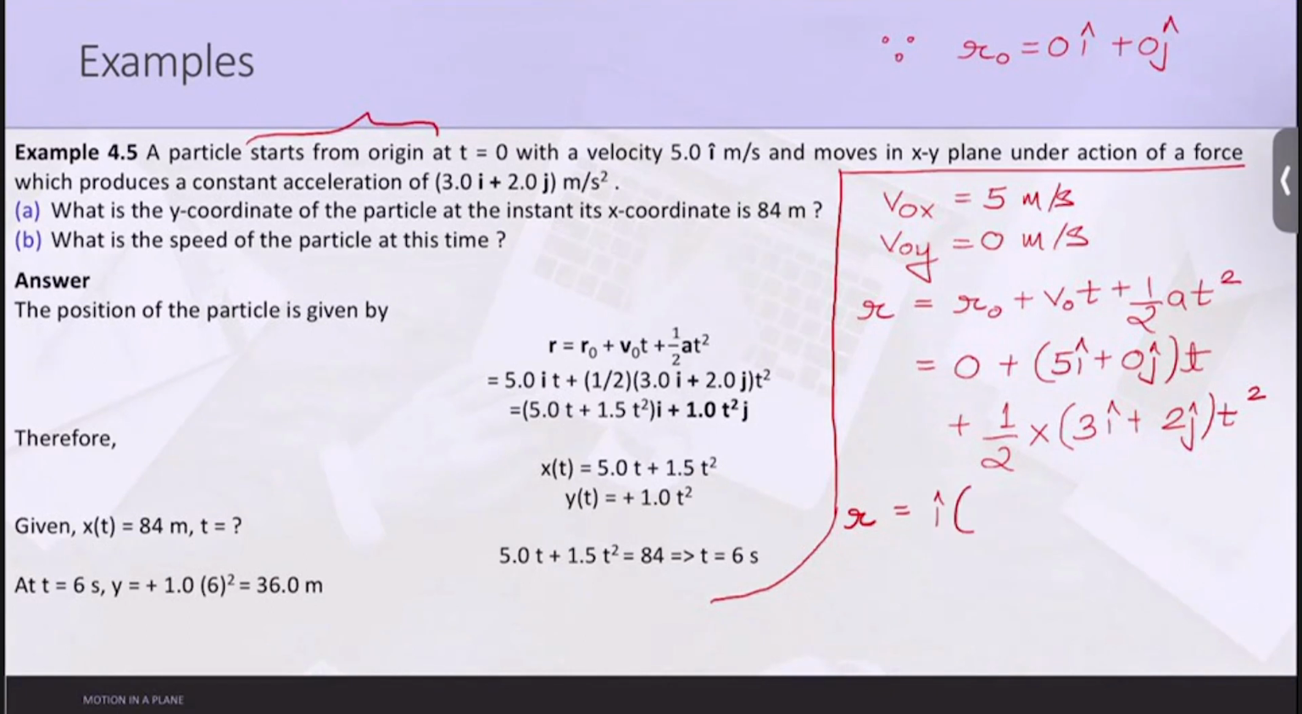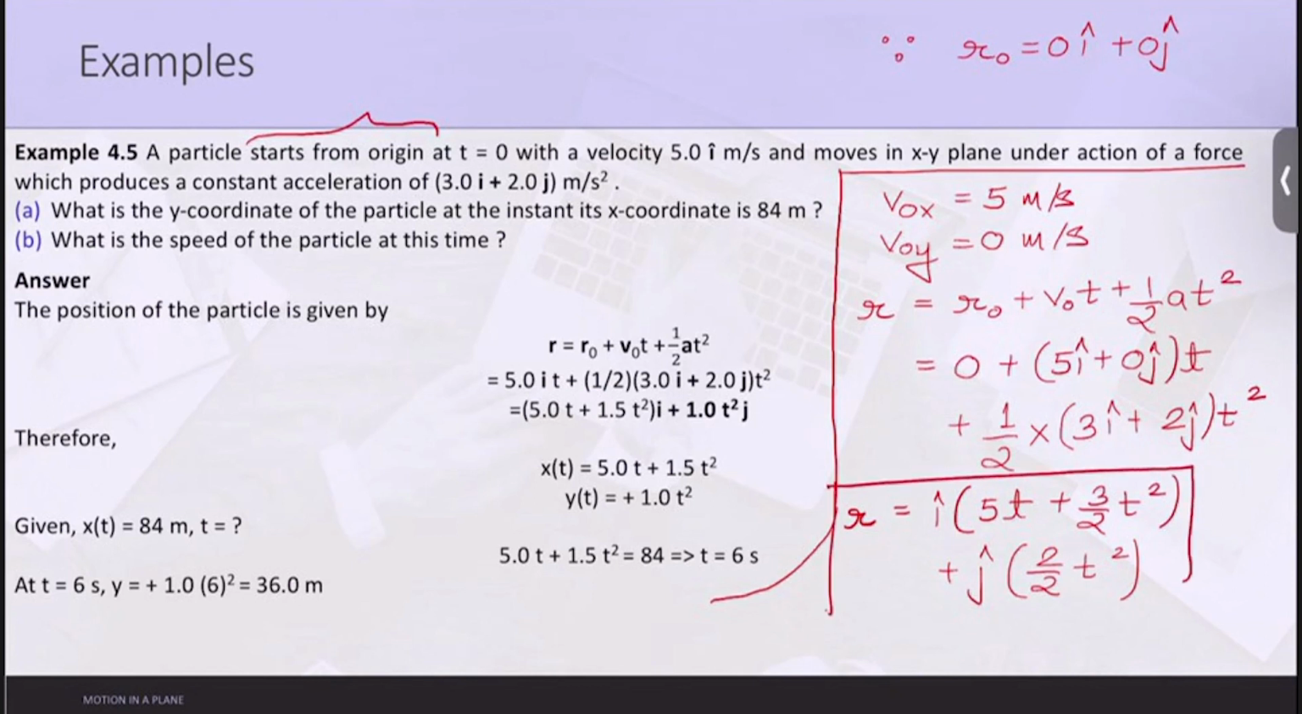into 5t plus 3 by 2 t square, plus j cap into, this will be equal to 2 by 2 t square. Okay, so that is the final displacement vector you obtained. Okay, using this equation, what we can say?